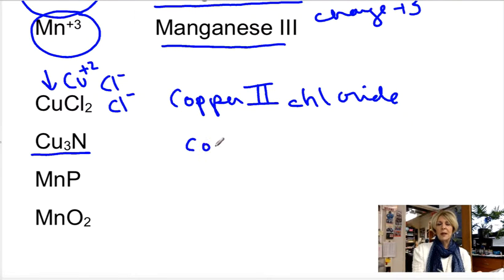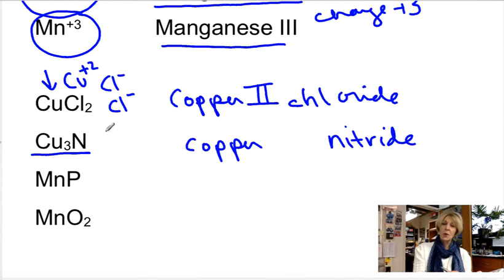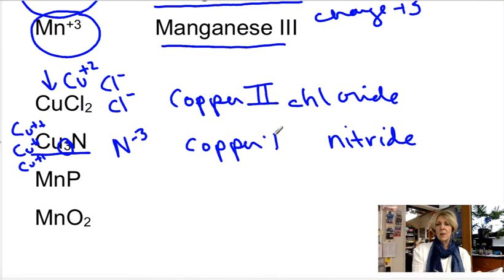Here, it's going to be copper. The name is going to be copper something nitride. I have to use the Roman numeral because I don't know what the charge is. The nitride is always a -3 because I know that from my periodic table. And it looks like I have 3 coppers. Because I have 3, because that's what that subscript means, I must have what charge on each of these to balance out the -3 here? You're right, it's got to be a +1. And so this compound would be copper 1 nitride.